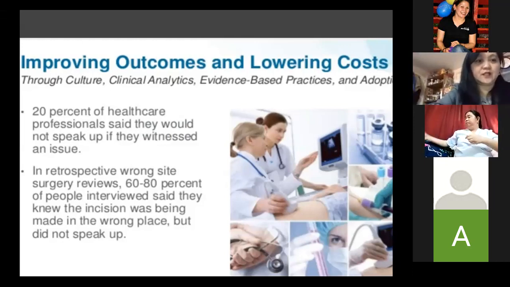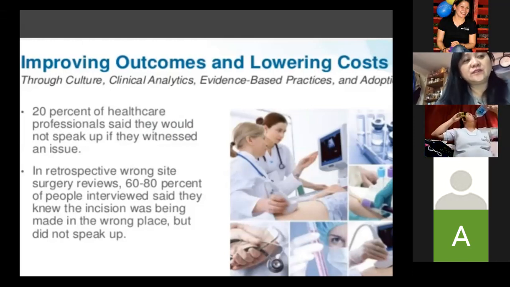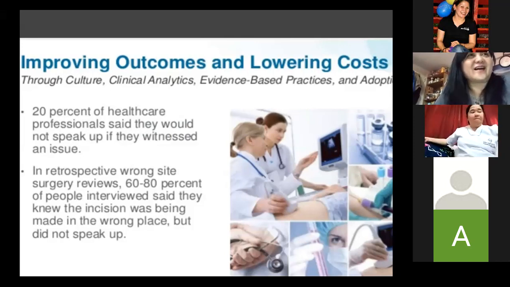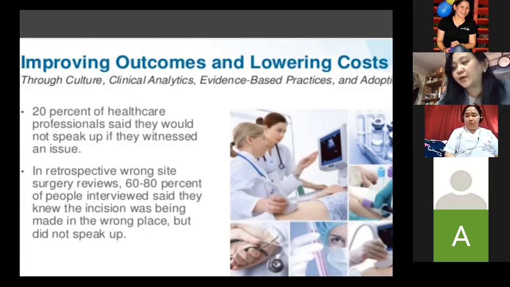Twenty percent of healthcare professionals would not speak about a witnessed issue. Some problems we do not speak up about, we do not say anything. But in arthroscopic wrong-side surgery reviews, about 60 to 80% of people interviewed said that they knew the incision was being made wrong in the first place, but some healthcare workers do not speak. So we have to improve our patient safety.